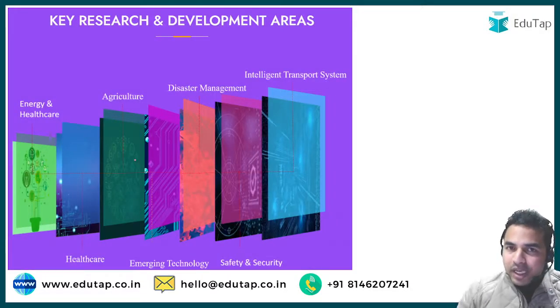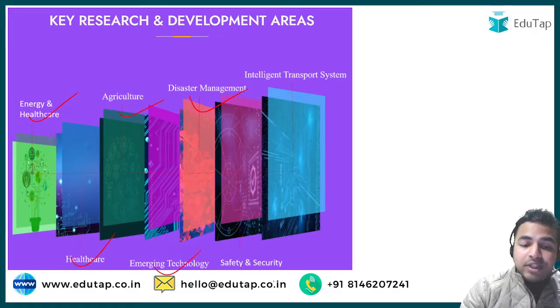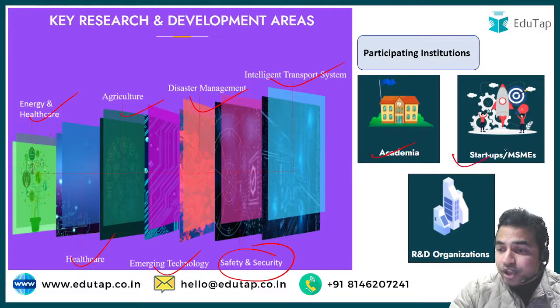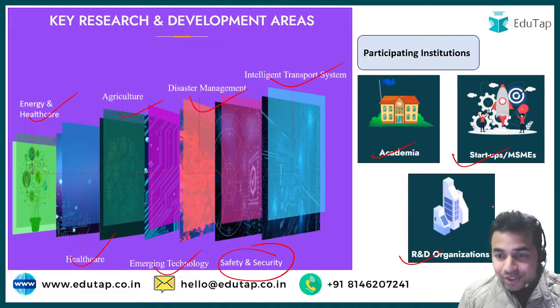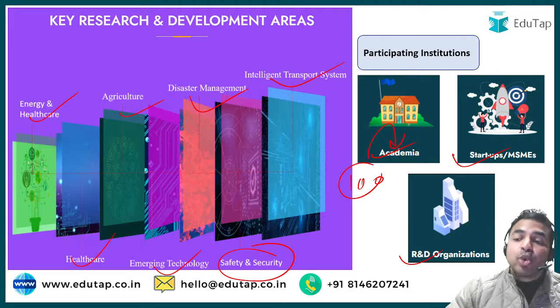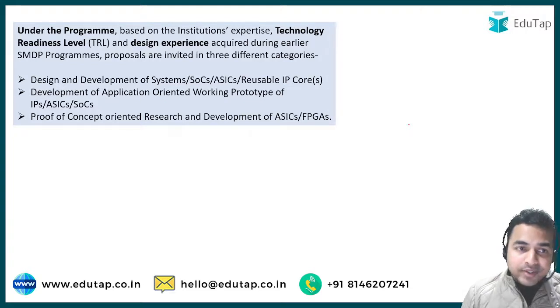So when we talk about the key and developmental areas across which this particular program is going to work, these are energy and healthcare, agriculture, disaster management, emerging technologies, safety and security, and intelligent transport system. And when we talk about the participating institutions, these will be academia, startups, MSMEs and R&D organizations. These are the organizations which are going to participate. 100 academic institutions are going to participate in this particular program. And here you can see the different categories across which proposals will be invited by the ministry.